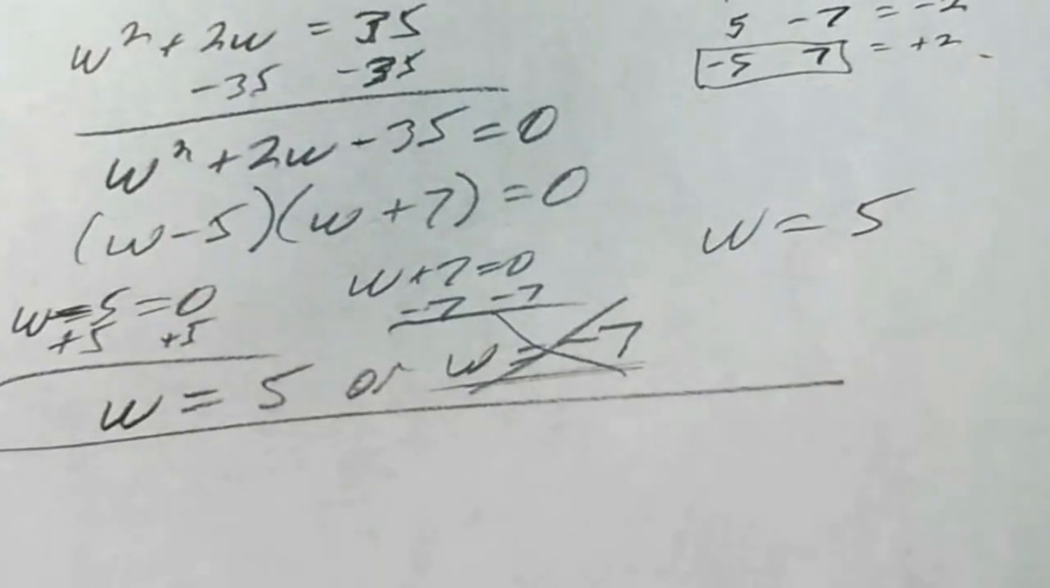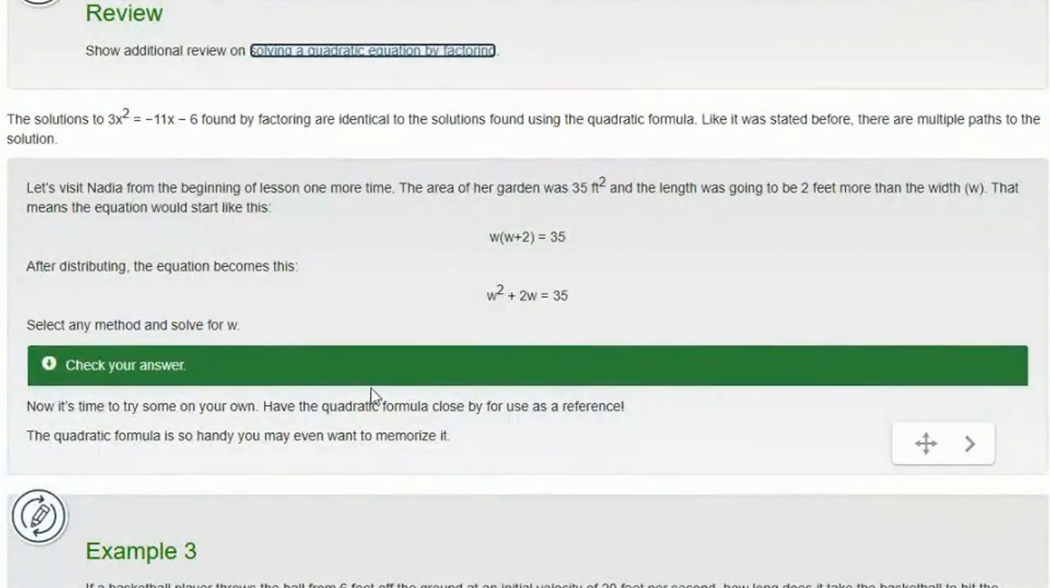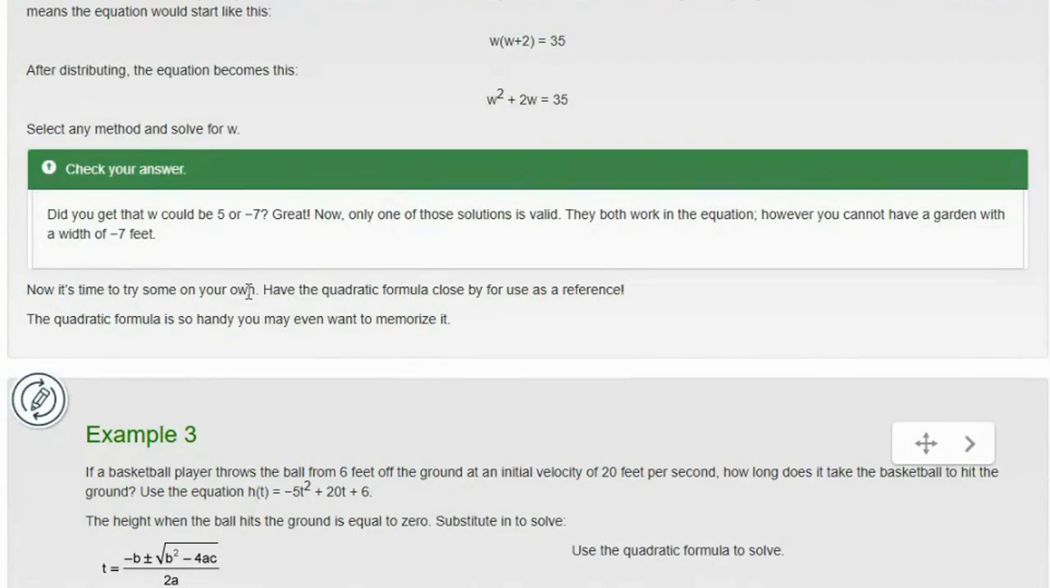So that's things you have to consider sometimes when solving a quadratic equation. If they put it in a word problem, does it make sense? Does your answer make sense? Do we need to throw an answer out? Because that makes no sense whatever. So they go through it. Did you get that it would be 5 or negative 7? Great. Now only one is valid. They both work in the equation, but you can't have a garden with a width of negative 7 feet. So there we go.